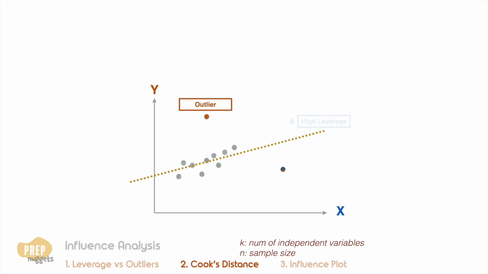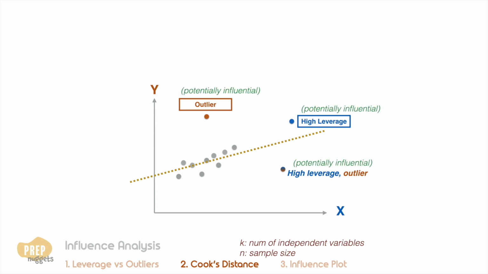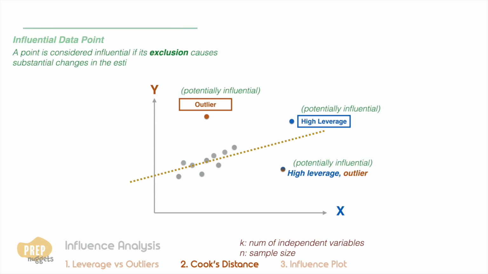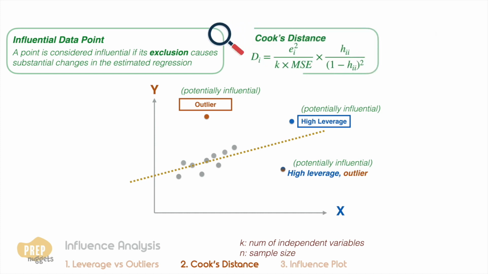So far, we've identified this point as high leverage and this point as an outlier. This point is both high leverage and outlier. You should note that outliers and high leverage points may not necessarily be influential. They are just potentially influential. An observation is considered influential if its exclusion from the sample causes substantial changes in the estimated regression function. Cook's distance is a well-known metric for identifying influential data points. It measures how much the estimated values of the regression change if observation i is deleted from the sample and is expressed as such.